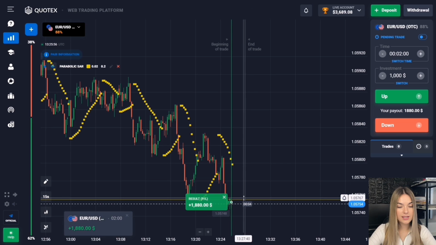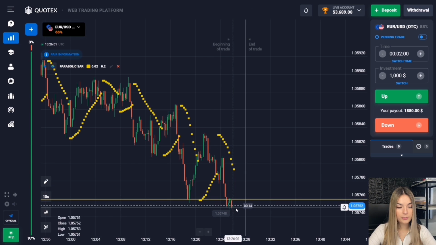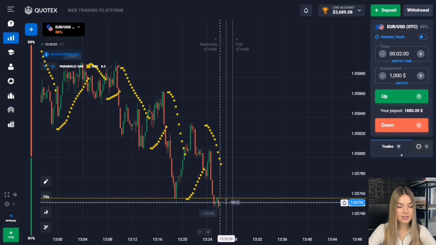Quite good guys, the price really continued its downward movement and this level was broken and we are making profit here. 2 minutes was enough for us. Also this indicator again suggested a good entry point and helped us to determine the further price movement.